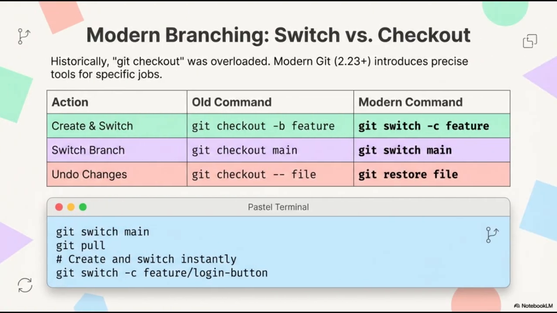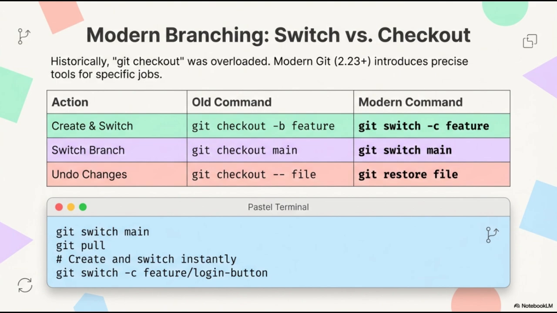Historically, the git checkout command was heavily overloaded, performing multiple distinct tasks that often led to confusion. With the introduction of Git version 2.23, more precise tools were established to separate these responsibilities. To create and switch to a new branch, we have moved from the old git checkout -b syntax to the clearer git switch -c command. For simply transitioning between existing branches, such as moving to main, git switch is now the preferred modern standard. Furthermore, the task of undoing local changes to a file, which previously required a confusing double-dash syntax with checkout, is now handled by the more intuitive git restore command.